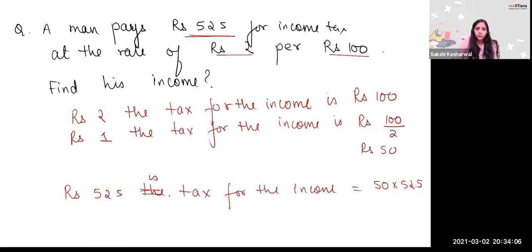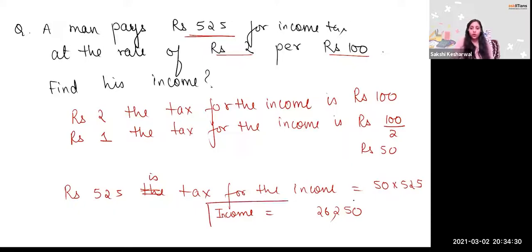This is the tax for the income, right? So your income will be how much, beta? This is your income. So this is equal to what? To multiply, this is 10, 25, it's like 25, 2, 12, 12 ka 1, and this is 2, 6, this is 26,500, like 26,250 rupees, that is your income, right? That's your income.